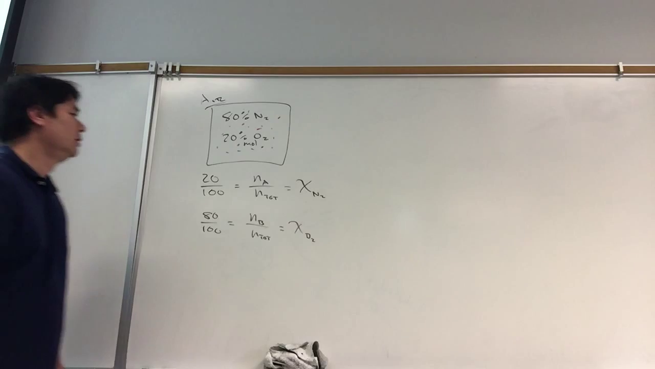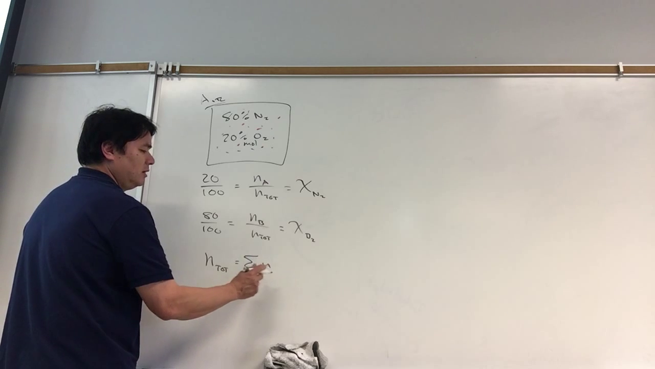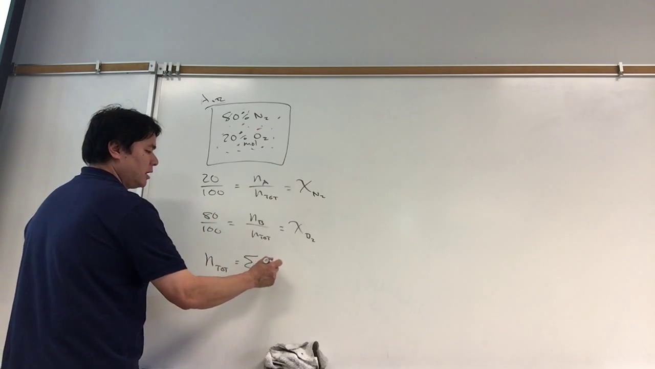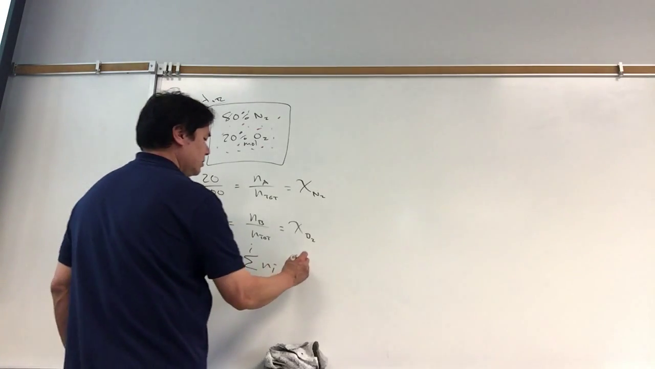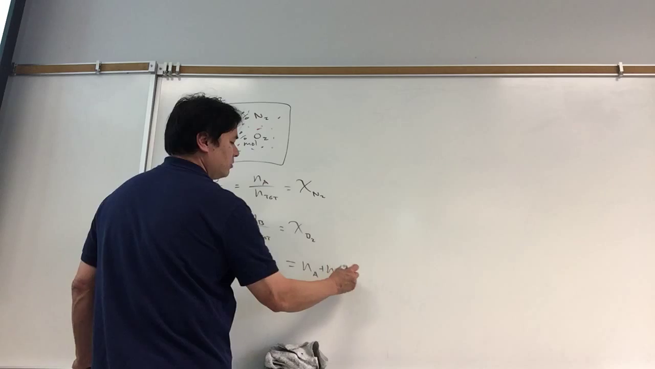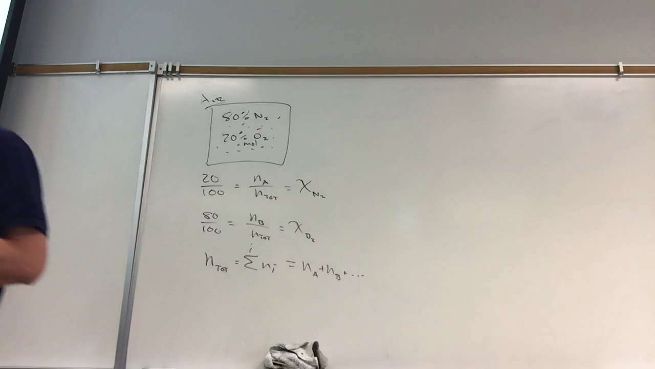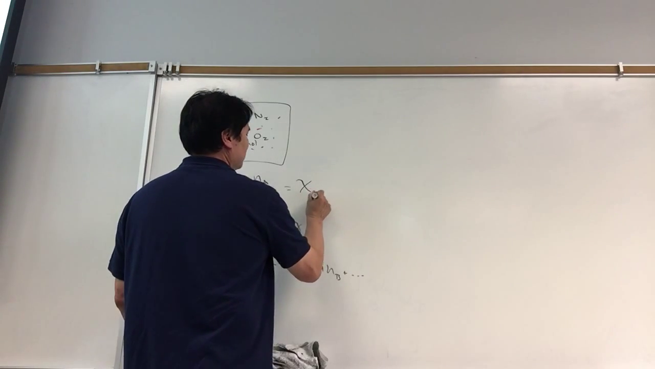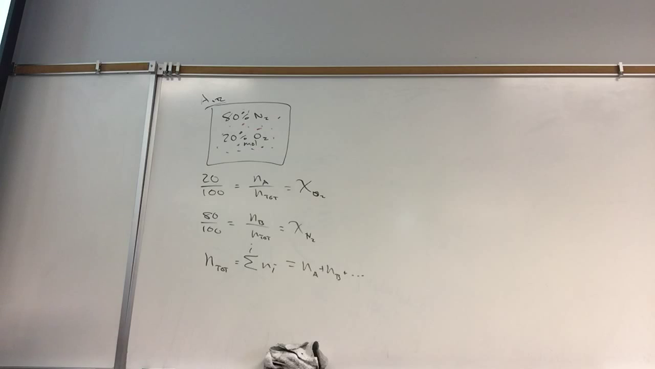This is the moles. And the total moles, N total, is equal to the sum of the moles of each component i. And so it just equals the moles of A plus the moles of B plus however many components we have. So moles of nitrogen plus moles of oxygen. Total moles. Isn't that oxygen? Yeah, you're right, sorry. This is oxygen, 20, and this should be nitrogen, 80 out of 100. Thanks for catching that.